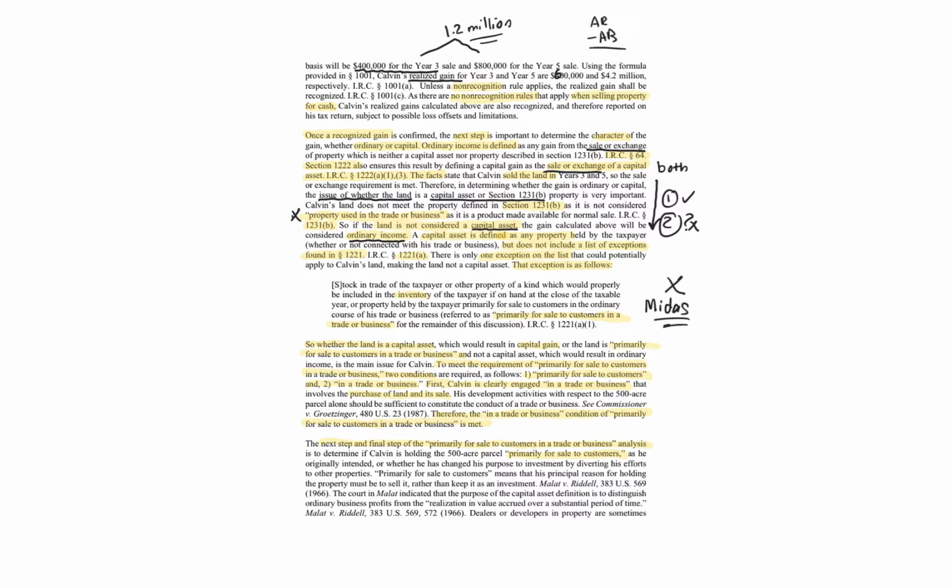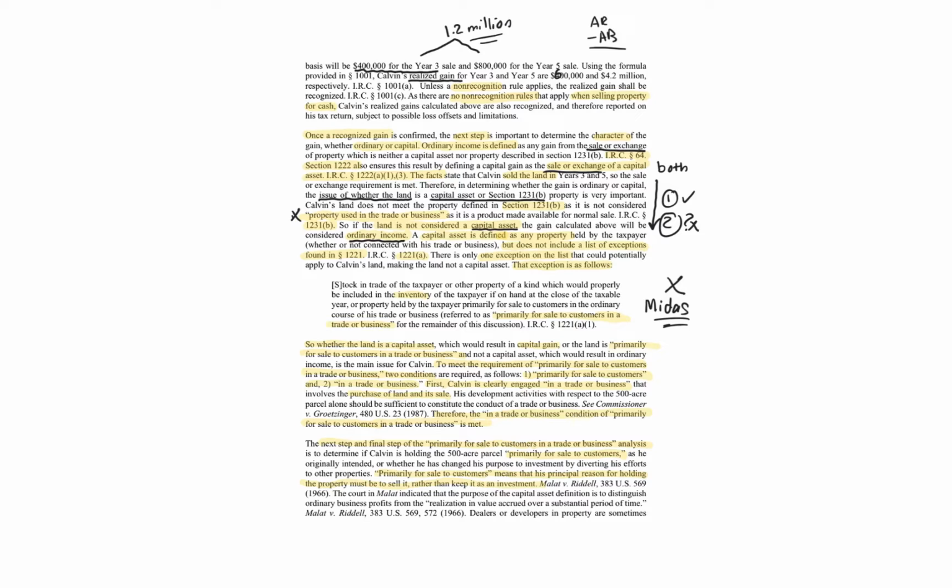So he did speculate, and he was correct. It did go up in value because of the economic boom. Now, Supreme Court case, Malat v. Riddle: primarily for sale to customers means that Calvin's principal reason for holding the property must be to sell it rather than keep it as an investment. So if the principal reason is to sell it, but not hold it to keep it as an investment, then it will meet primarily for sale to customers.